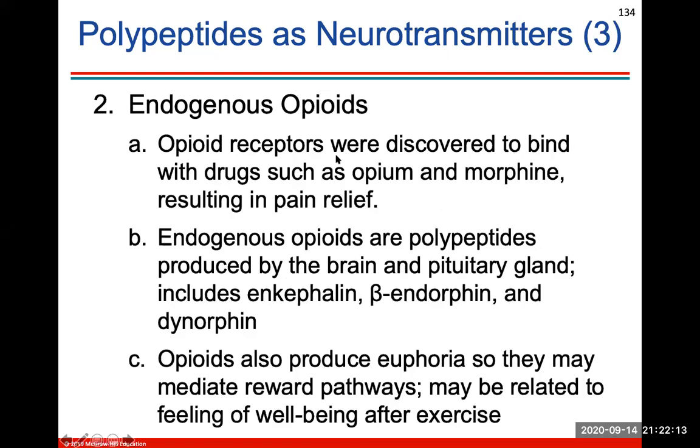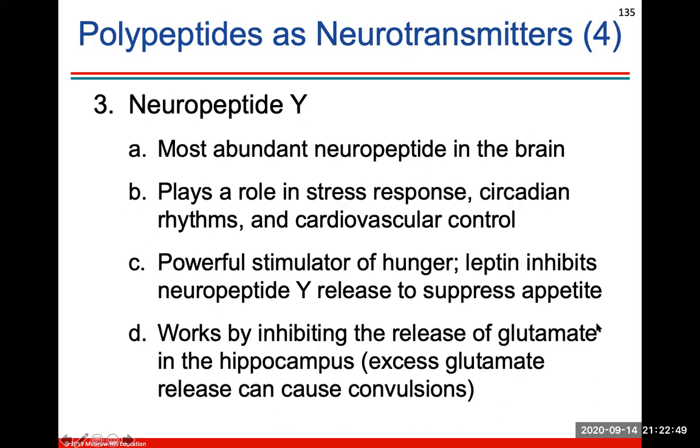Endogenous opioids: these receptors were discovered to bind with drugs such as opium and morphine, resulting in pain relief. Opioids also produce euphoria, so they may mediate reward pathways. They may be related to the feeling of well-being after exercise. So with the opioid drug crisis, you can see how opioids are really craved, because they not only take away pain, they're given for extreme pain, opium and morphine, but they're related to kind of an exercise high or a euphoria high.